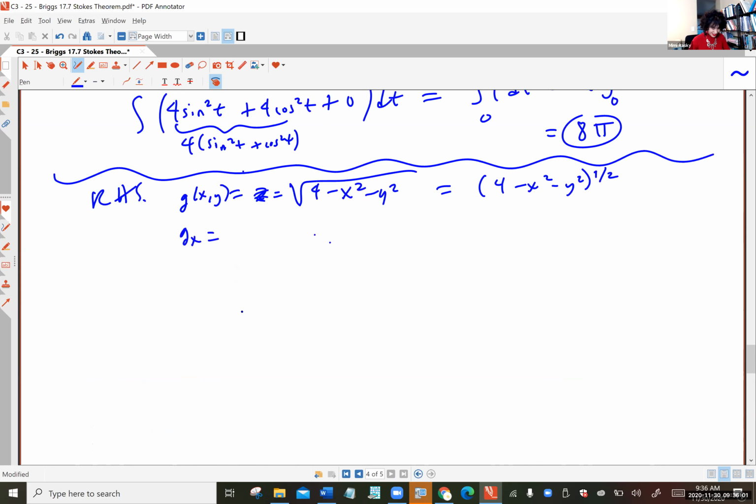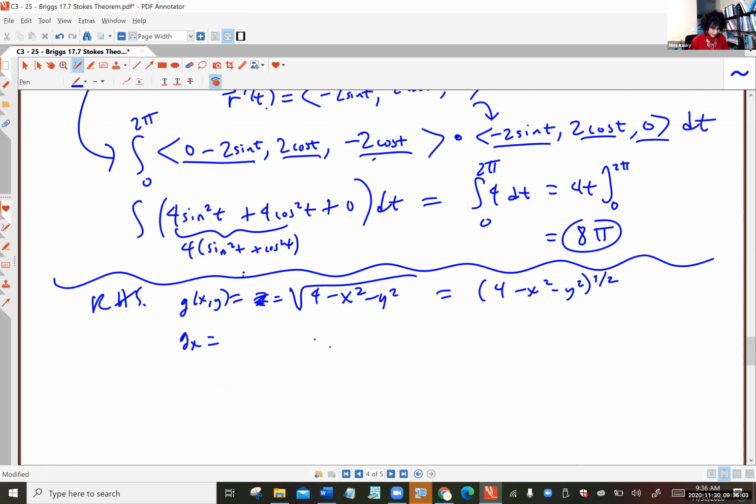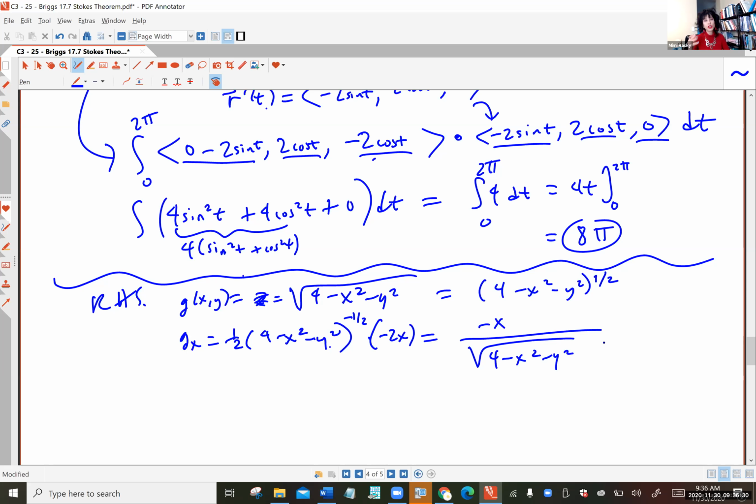Of course this would be 1/2 the quantity 4 minus x squared minus y squared raised to the -1/2 times the derivative of 4 minus x squared minus y squared with respect to x. And that'll be -2x. And when I clean it up, reduce it, and rewrite it with positive exponents, and in fact replace the positive exponent with the radical, I get that. Now, here's a little trick that you'll see a lot of textbooks do.